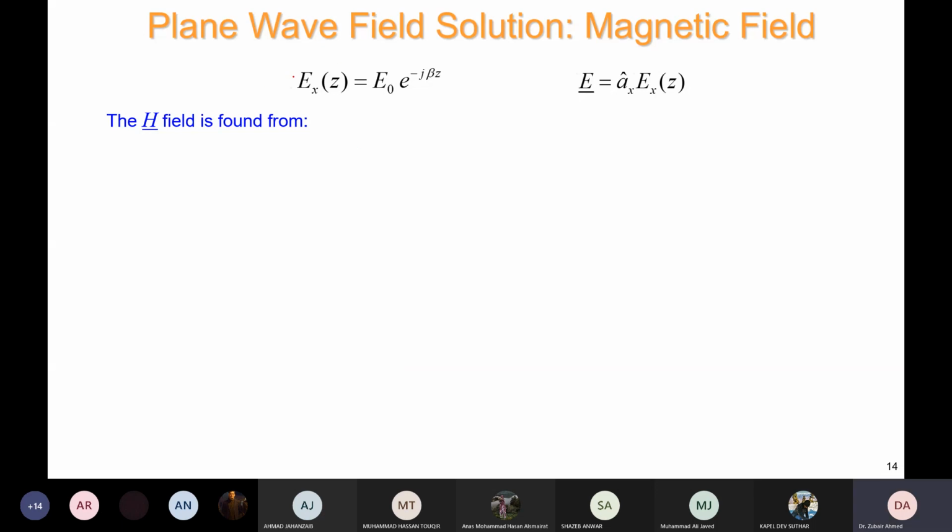Up till now, we have found the electric field in a lossless medium. We found that its phasor solution is E naught exponential of minus j beta z, and in vector form you just multiply with the ax unit vector to get the electric field. Please note that we used the assumption that the electric field has only one component, the x component. Now we want to find the magnetic field corresponding to this phasor electric field. How can we do this? How can we find the magnetic field corresponding to the electric field? Have we studied something in this course for this?